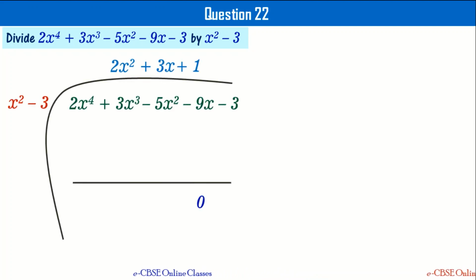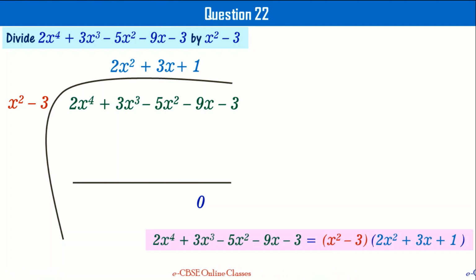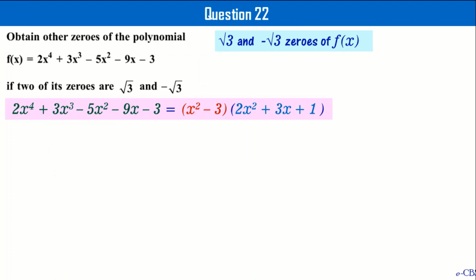As you see here, I'm not going to solve this problem. I have given the values of the quotient and remainder when you do this division. The quotient is 2x square plus 3x plus 1, right? You solve this problem and you will then get an expression f of x equal to x square minus 3 times 2x square plus 3x plus 1, right? Let's take a note of that.